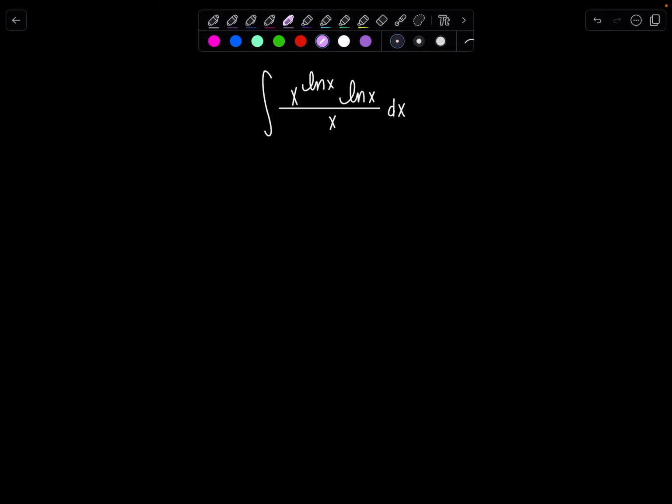But what's going to work out successfully for this problem is if we let u equal x to the natural log of x. And what I'm going to do in the next step is take the natural log of both sides. So from here, since we have u equals x to the natural log of x, ln of u is equal to ln of x raised to the natural log of x.